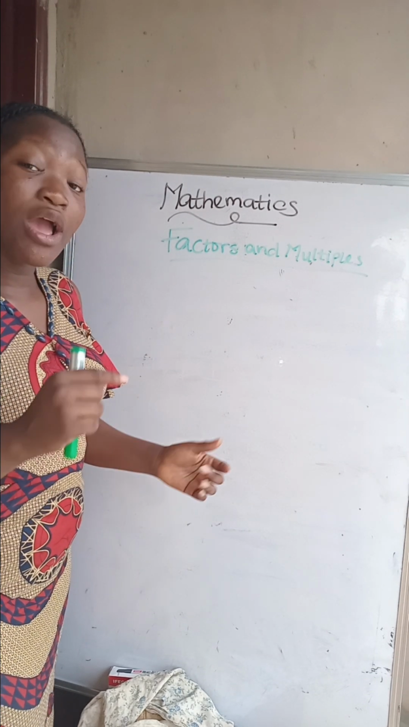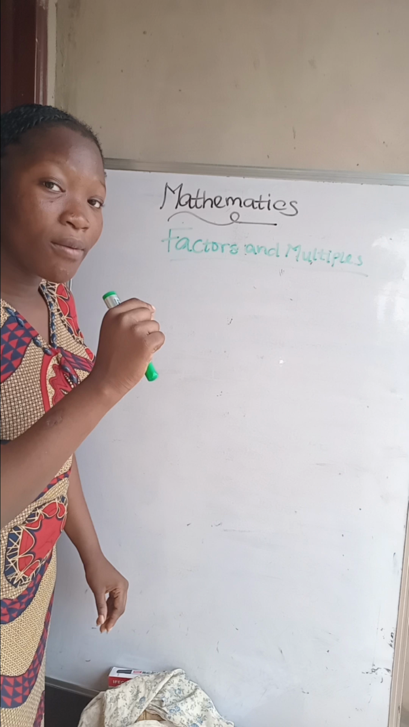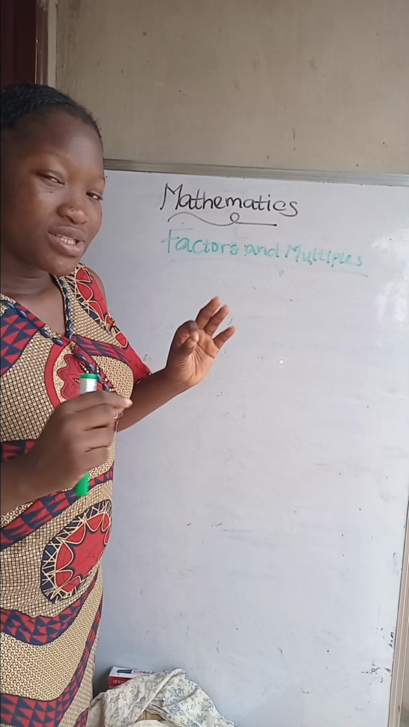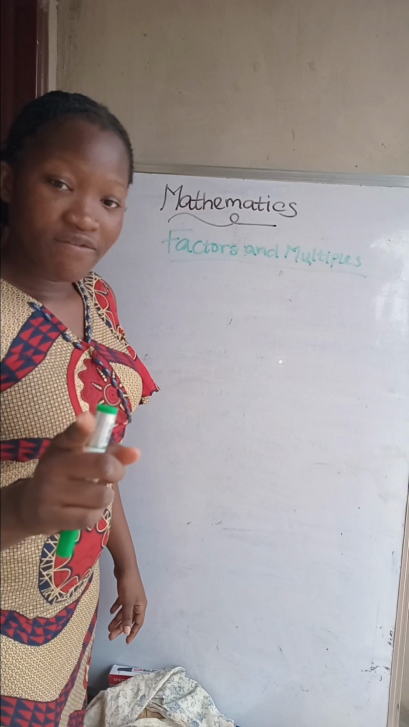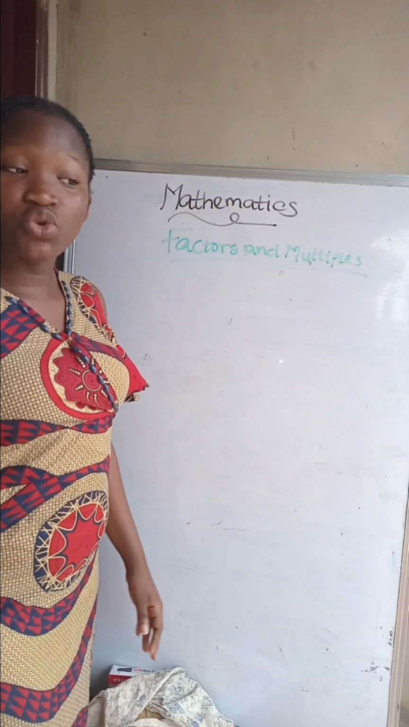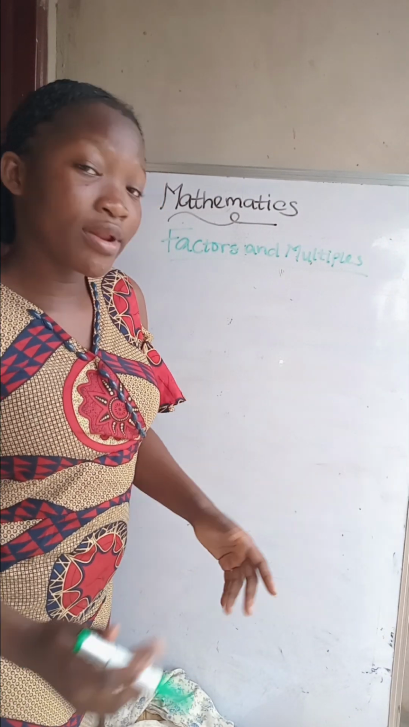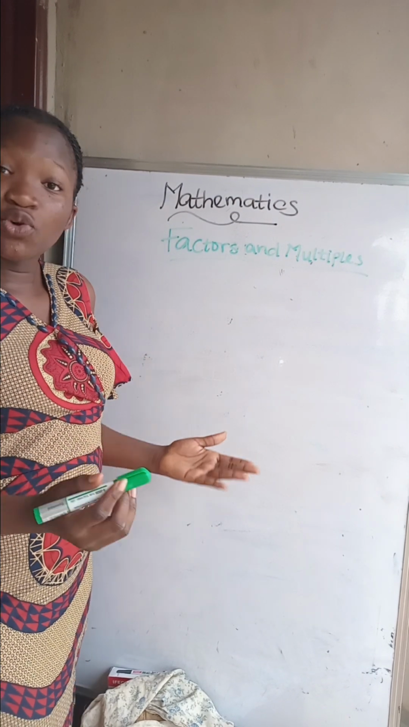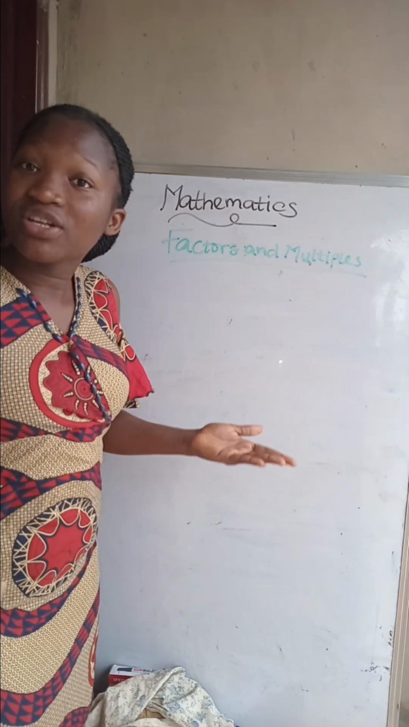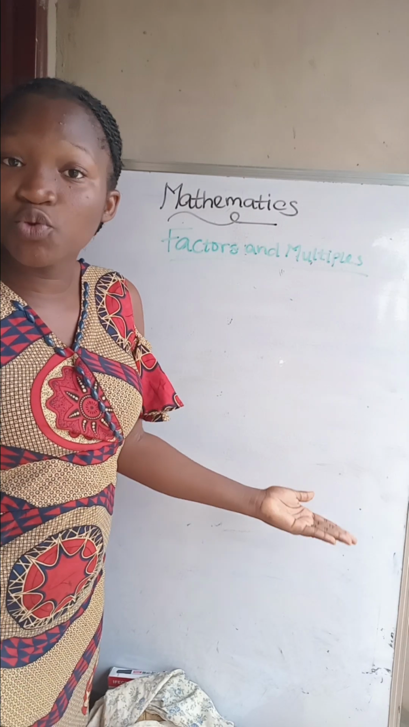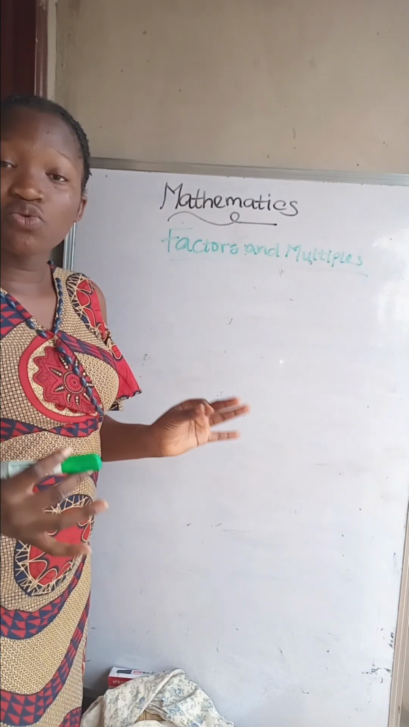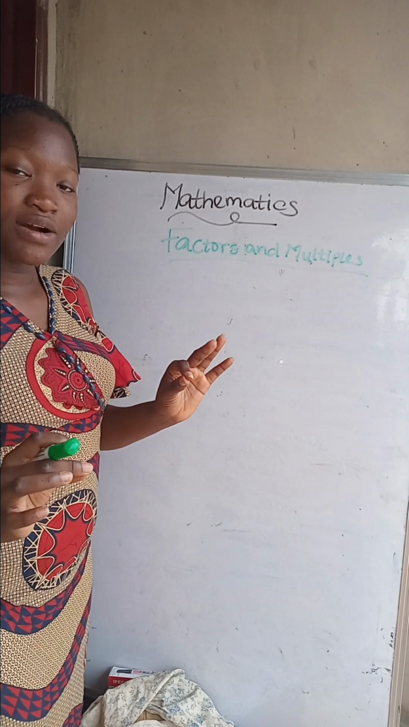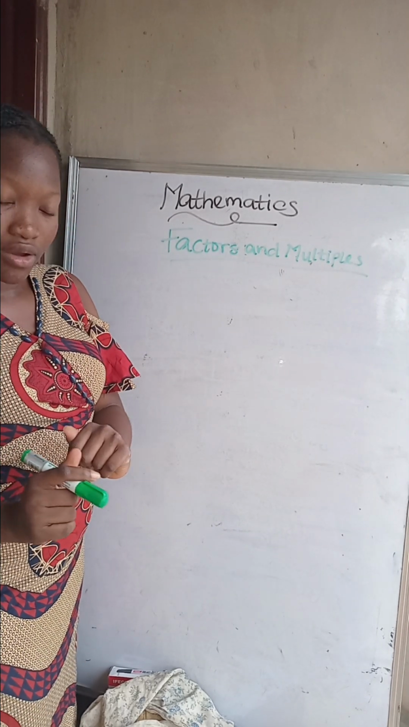A whole number, emphasis on the whole, that will divide another number without a remainder is a factor of that number. If I ask you 1 divided by 1, you say 1. That means 1 is a factor of 1. 2 divided by 1 is 2. It doesn't give a remainder. That means 1 is a factor of 2. 2 divided by 2 is 1. No remainder. That means 2 is a factor of 2.